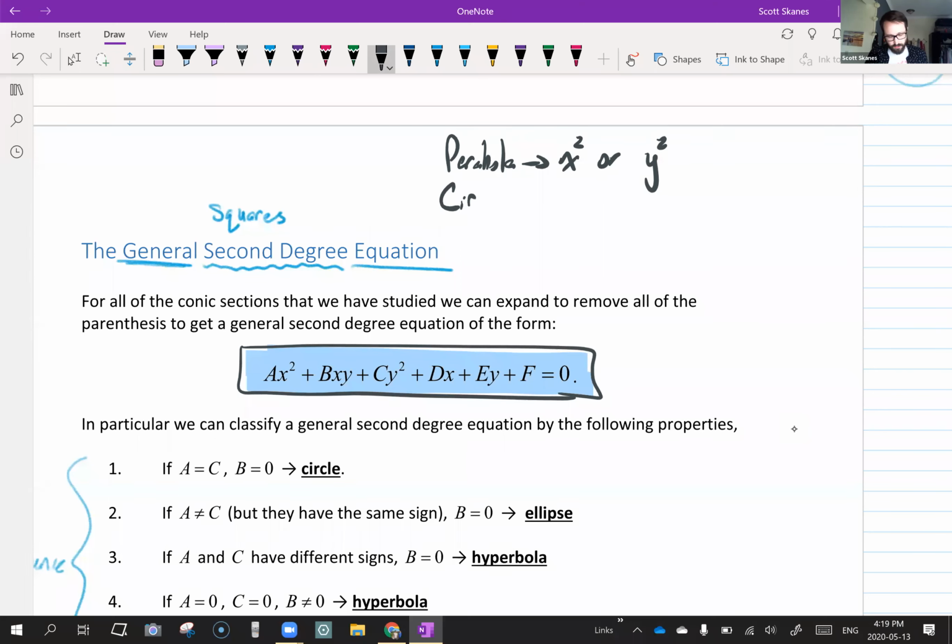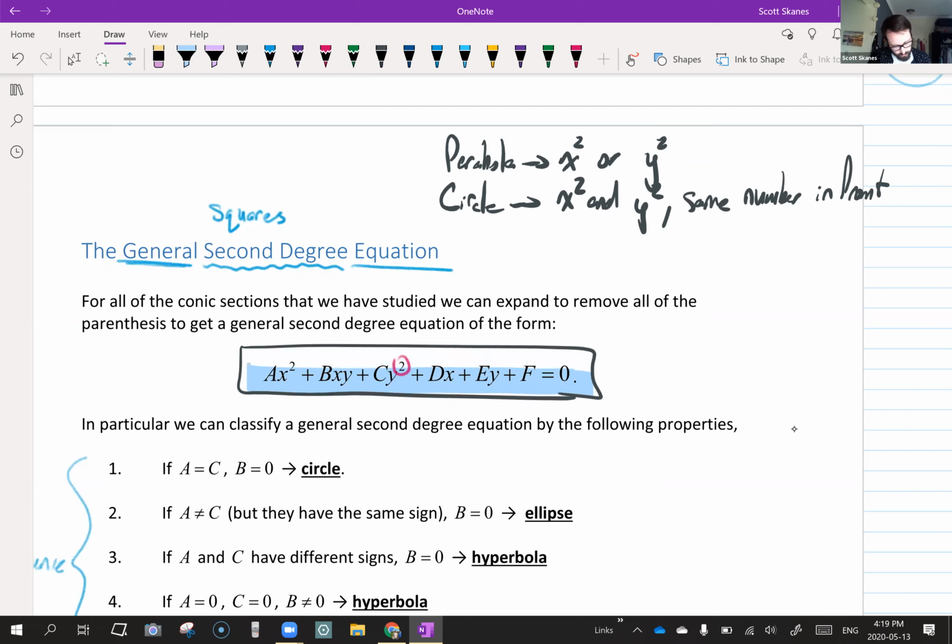How do you know that it's a circle? You know it's a circle when you have, in this case, x squared and y squared, and the same number in front of both. Same number in front of both. So you'd have like 5x squared and 5y squared, or 10x squared and 10y squared, something like that. Okay, should probably fix that.